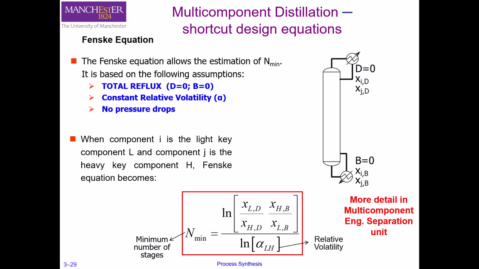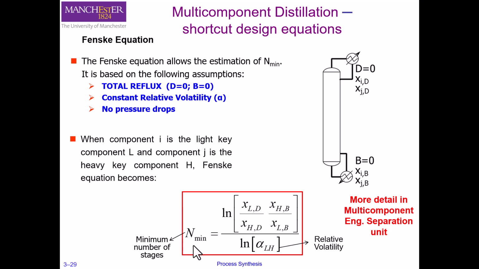Okay, so if you focus on I as a light key component and J as a heavy key component, all the other components, which we call non-key components, will just be distributed between the distillate and the bottom product based on their relative volatilities. Okay.